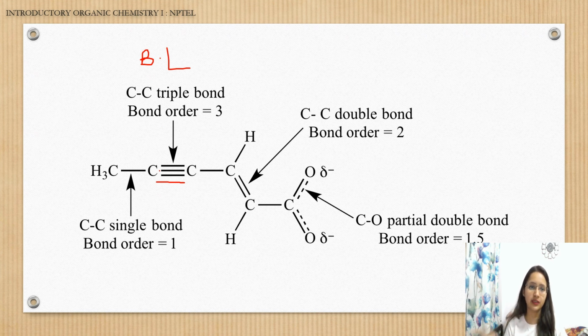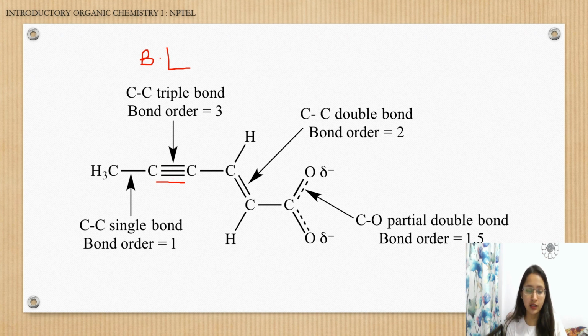the bond length of this C triple bond C, is it higher or lower than C double bond C? Can anyone tell me? The bond length for C triple bond C is higher or lower than C double bond C? Lower.